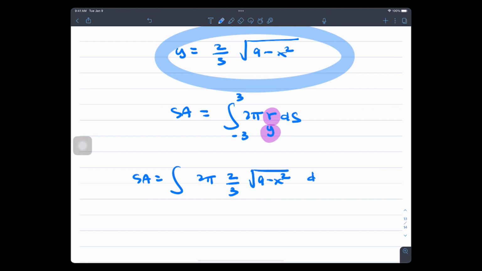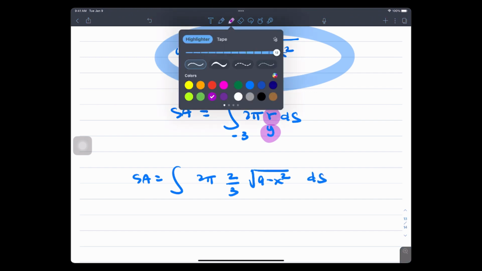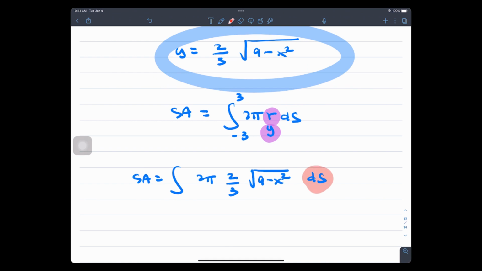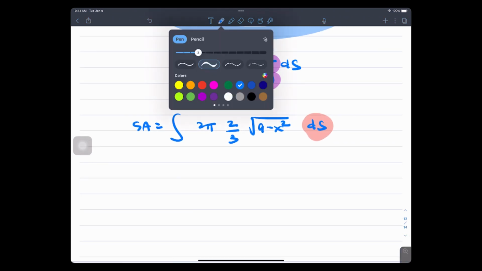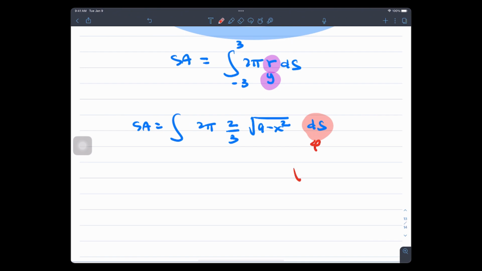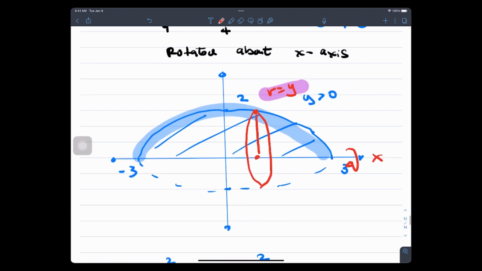What is this? This is a ds. What is that ds? You're going to need to have what here? Square root of 1 plus what? Don't you have to have that? Is it x prime? Doesn't that have to be a ds? So this is y prime squared. And so now, again, that makes sense because x is from -3 to +3 right up here in your picture. So it makes a lot of sense here.